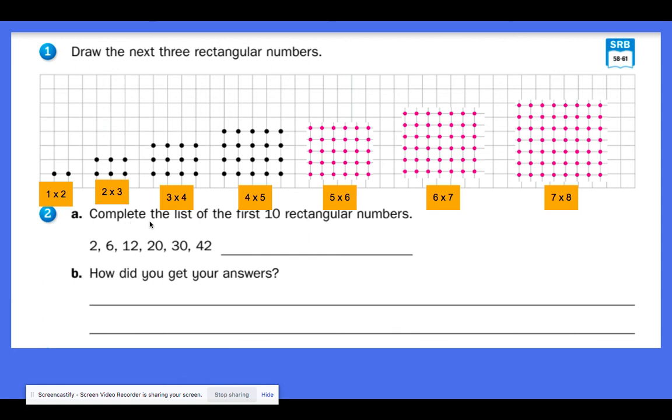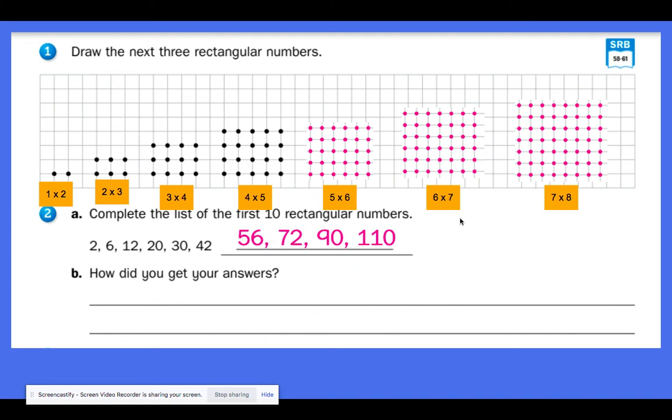Number 2 is asking you to complete the list of the first 10 rectangular numbers. So they've given us the first 6 here. So we've got to come up with 4 more rectangular numbers. The first one, as we did, was 1 times 2, that's 2. 2 times 3, 6. 3 times 4 is 12, and so on. 4 times 5 is 20. 5 times 6 is 30. 6 times 7 is 42, right? So the next one is going to be 7 times 8, and that is 56, right?